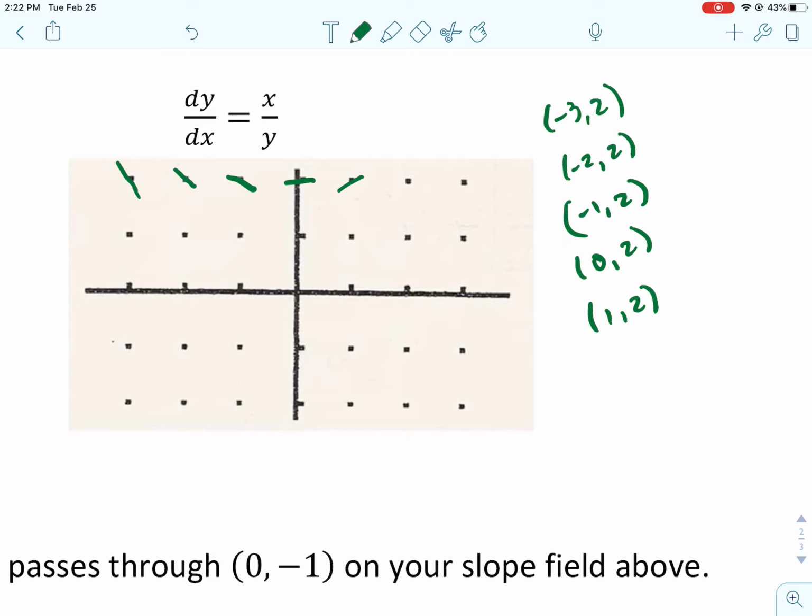You guys got it from here? So just get each one of those points, just divide the x by the y, and graph a slope.